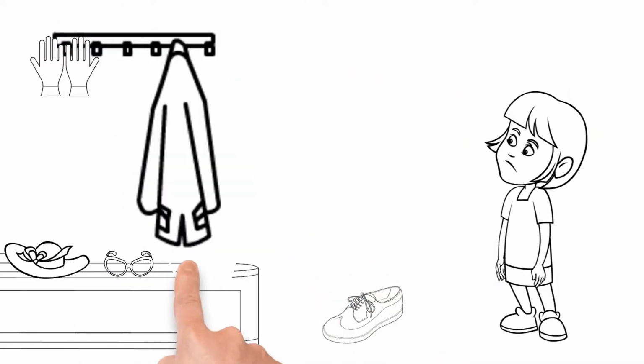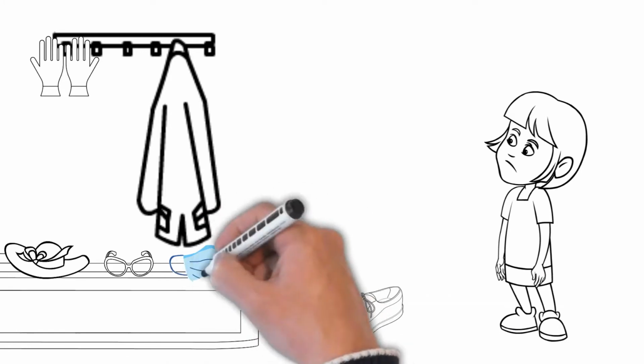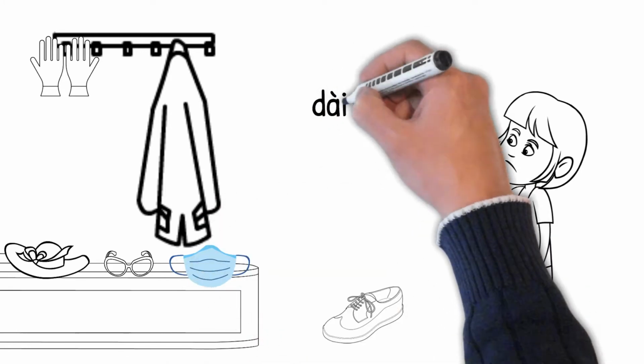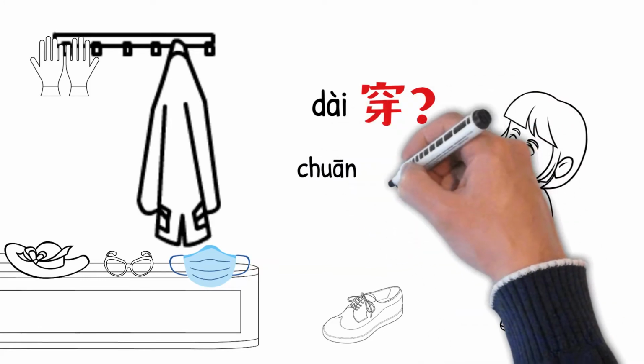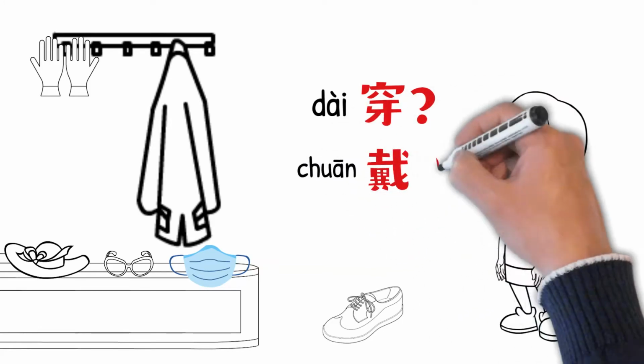Mary is on her way to school, but before that, she must wear hat, glasses, coat, gloves, shoes, or don't forget to wear mask. And in Chinese, there are two different verbs to match different articles. Which one should we use correctly?